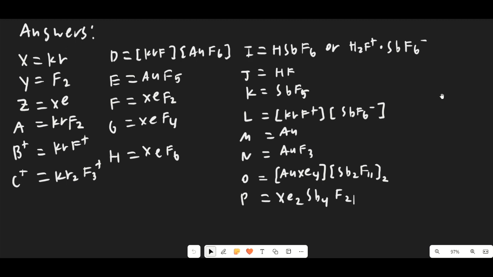So here are all the answers. I'm not going to go ahead and write out all the balanced equations, but if you guys want to do that, to write out the balanced equations for all the reactions, go ahead.